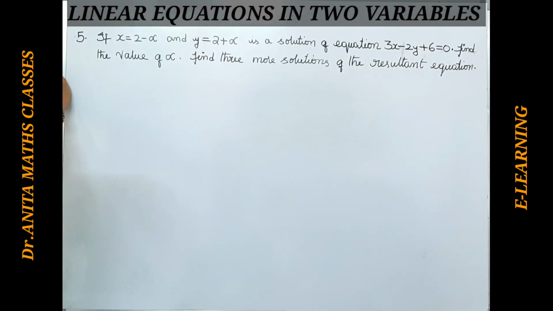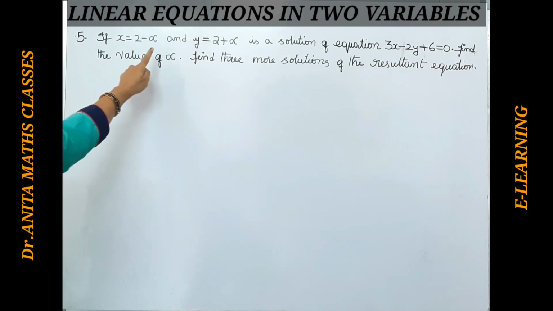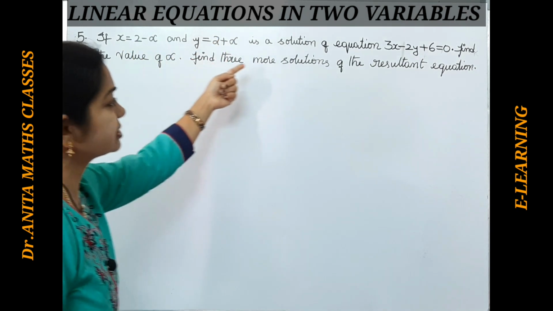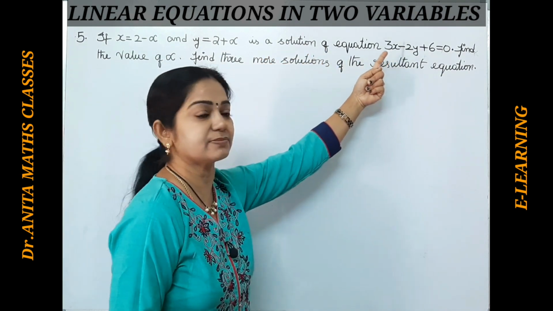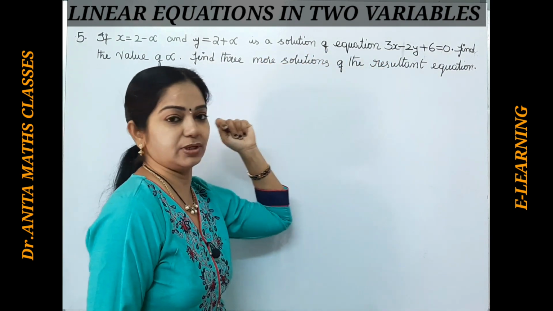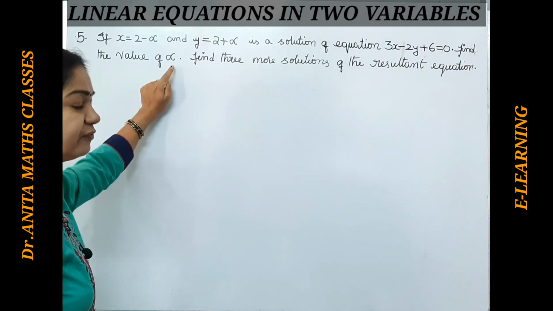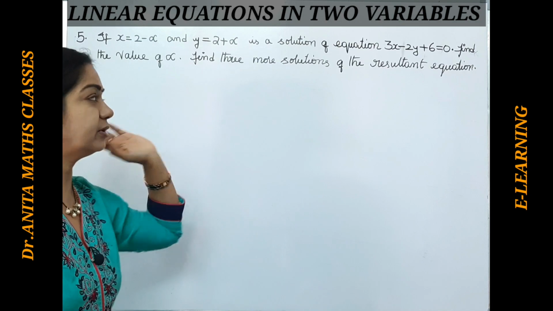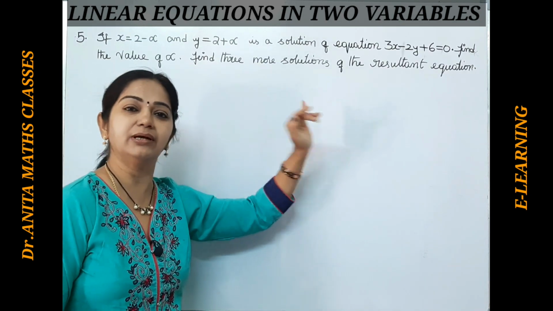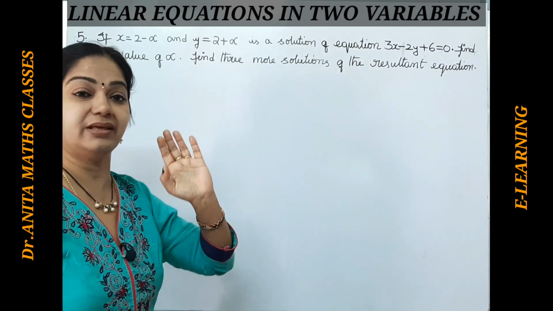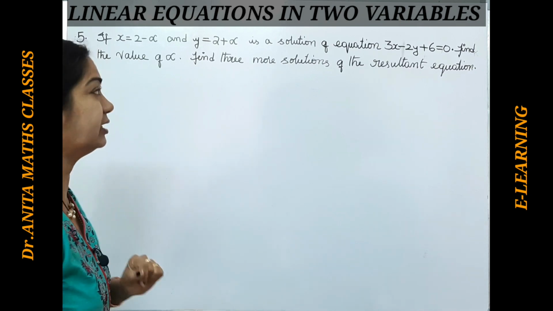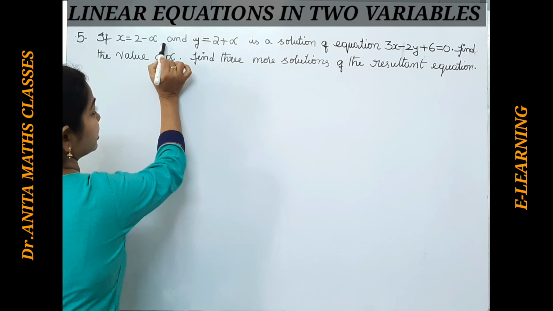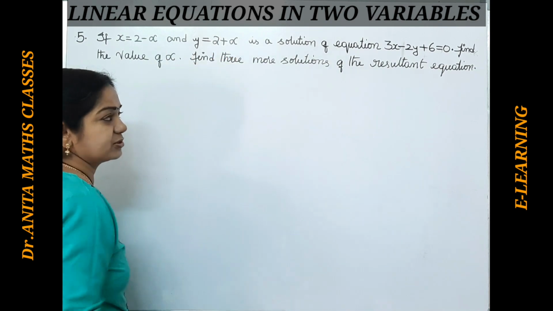Now the fifth problem. If x equals 2 minus alpha and y equals 2 plus alpha is a solution of the equation 3x minus 2y plus 6 equals 0, find the value of alpha. Find three more solutions of the resultant equation. This is similar to the fourth problem where they have given the values of x and y. Here they have involved alpha also. Now the x value is 2 minus alpha, the y value is 2 plus alpha.